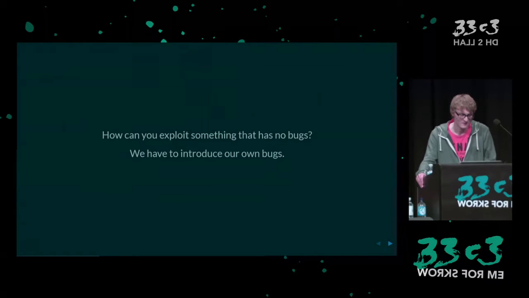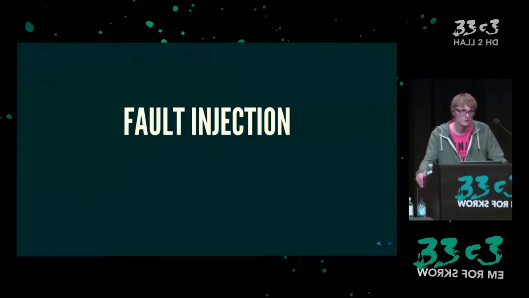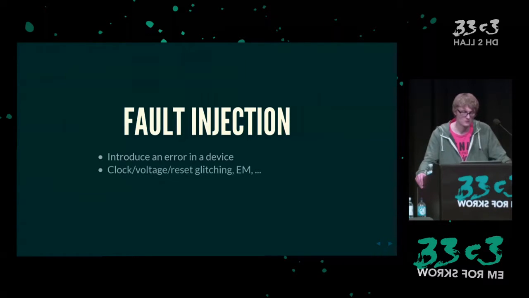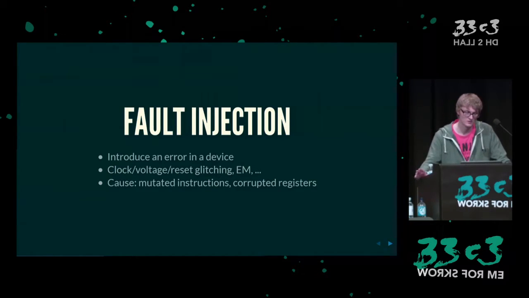We are doing this by using fault injection. Maybe you have heard of it already. It's basically you introduce an error into the device by glitching the clock or voltage, or the reset line. You can also do electromagnetic fault injection. There are many ways. But basically what you want to get is a mutated instruction or an instruction skip or some corrupted registers. What you don't want is just a stupid lockup where it just crashes, and that's not really useful.